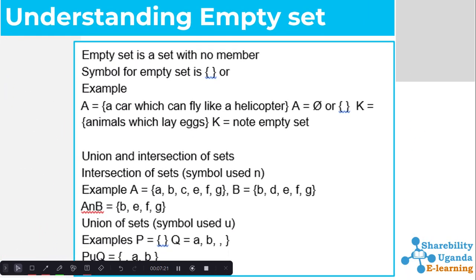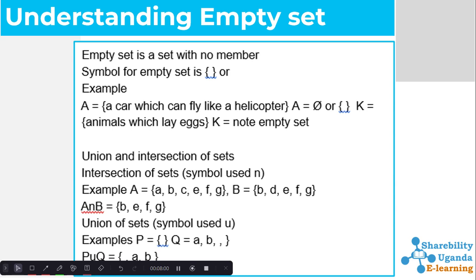The set K is having these elements or items. They are saying animals which lay eggs. So in simple terms, there is no animal that can lay eggs, so automatically we have to consider that as an empty set. We should be able to use the Venn diagrams that I've demonstrated for you to show that it is an empty set. Hope we are moving at one level.